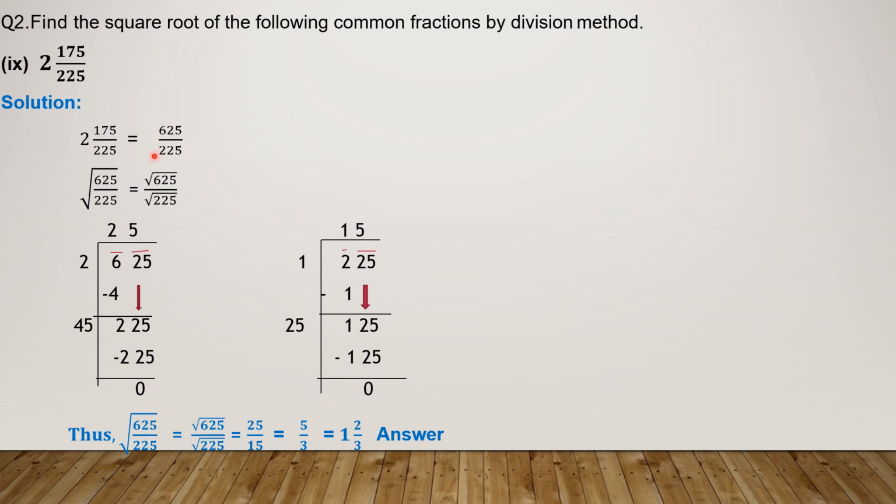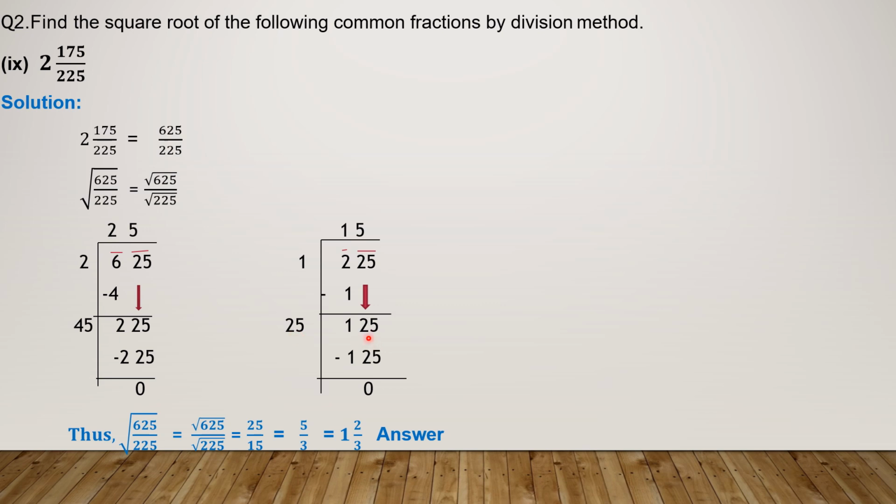Now a simple fraction is given to you. Take the square root of this fraction. How? By taking the denominator and the numerator. We will take the separate square root of the numerator and denominator. First of all make the pairs, and with the same method that we applied in the previous question, we will get the square root of 625, and the answer is 25. Similarly, take the square root of 225 by making pairs. 1 one is 1, subtract, we get 1, and the complete pair 25 will come down.